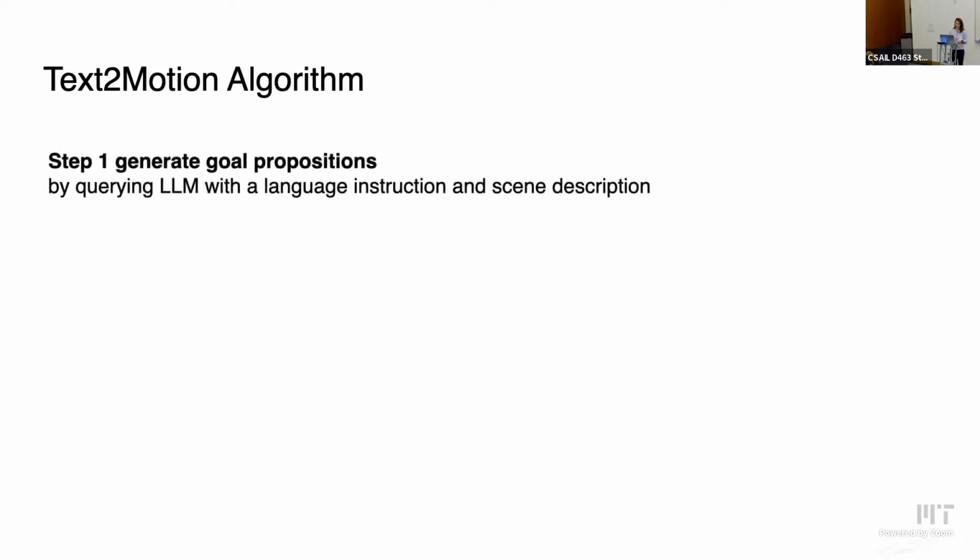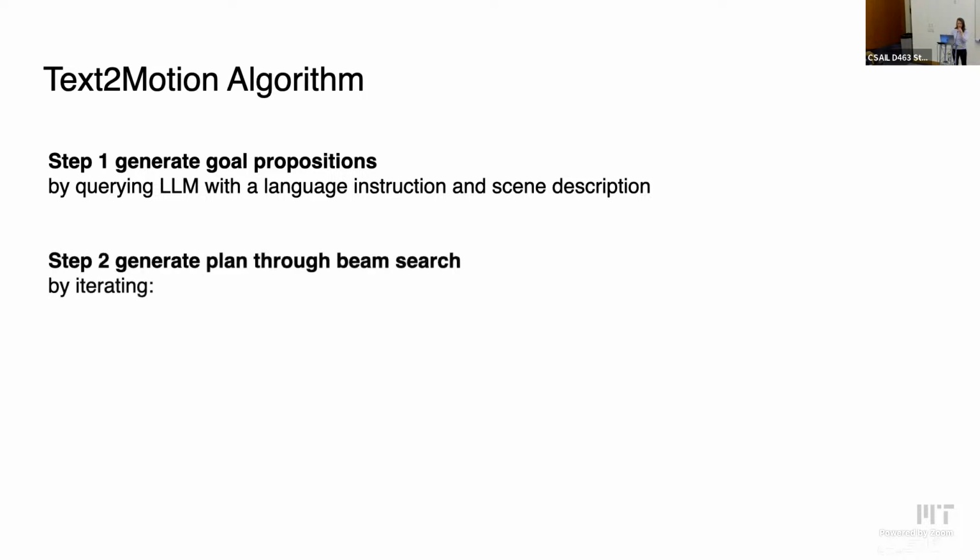Okay, so how does this algorithm that we came up with look? First, it generates a goal proposition by querying the LMM with the language instruction and the scene description. So that's the first thing that we need. We need some way to decide when we have actually achieved the instruction. And so this is what we do in this case.